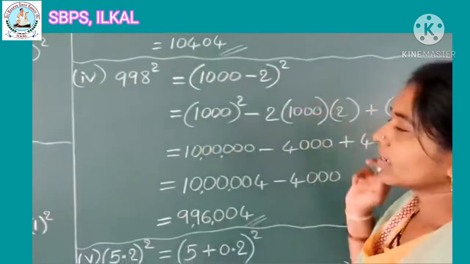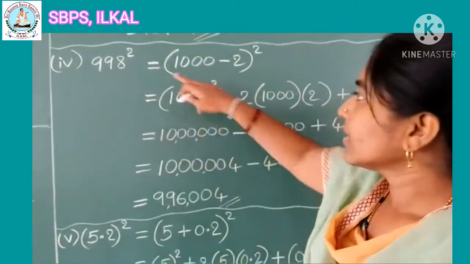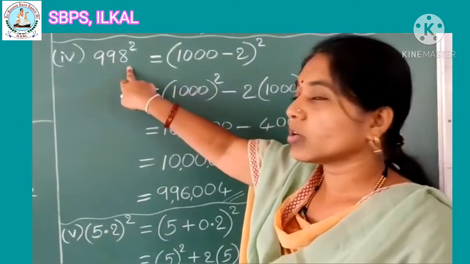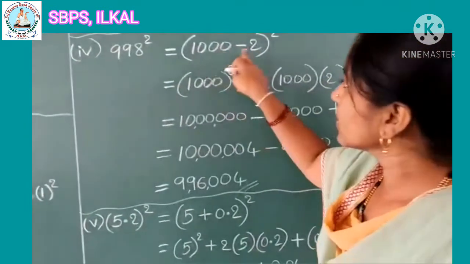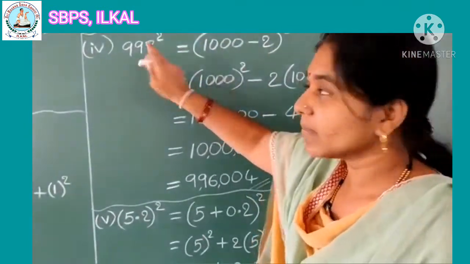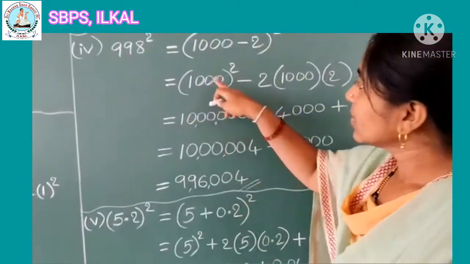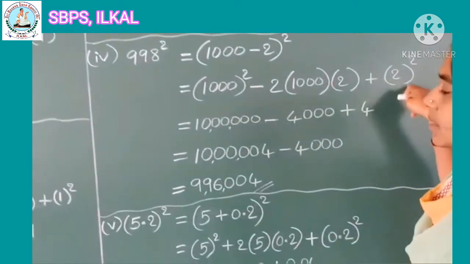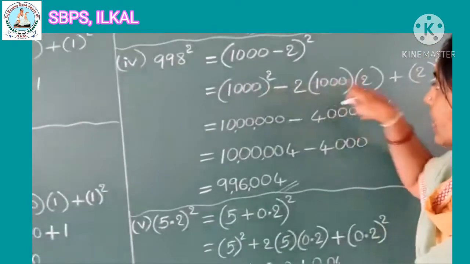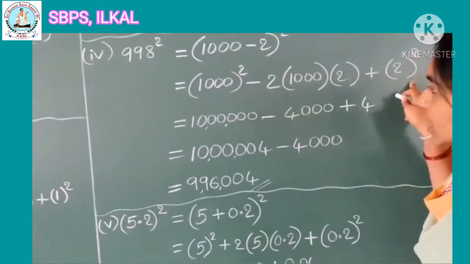Okay. Next one, 998 whole square. 998 is near to 1000, so I wrote 1000 minus 2 whole square. Okay, 1000 minus 2 gives 998. The a minus b whole square identity we can use here: a square minus 2ab plus b square. A is 1000, b is 2. Okay, a square minus 2ab plus b square.